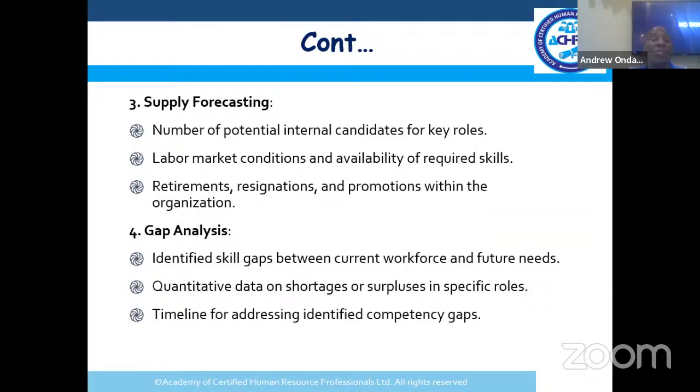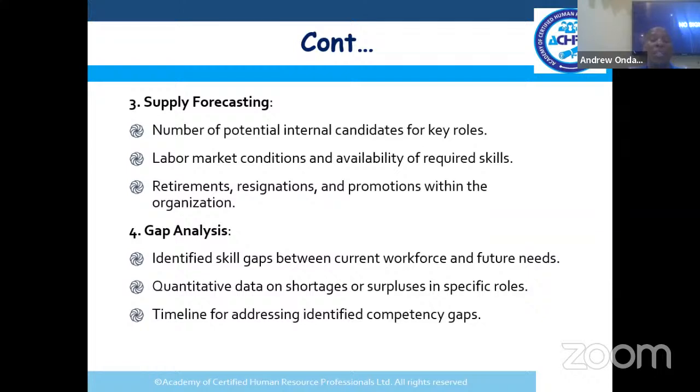So organizations are looking at the labor market in terms of technology and the skills that are emerging, so that as you forecast your supply, you are looking at the people you are likely to have. So if technology is coming, then you are likely to have fewer people to work in our organizations.